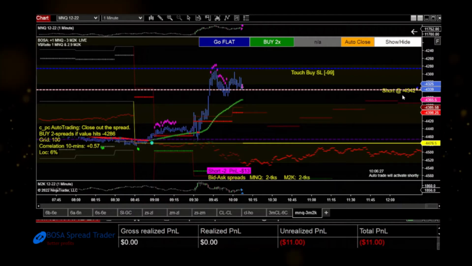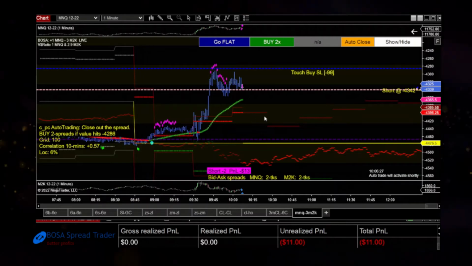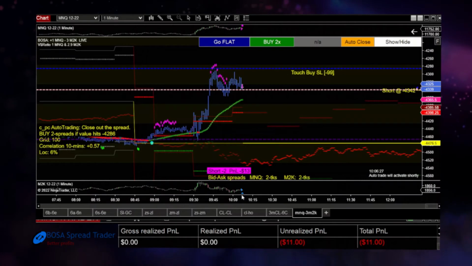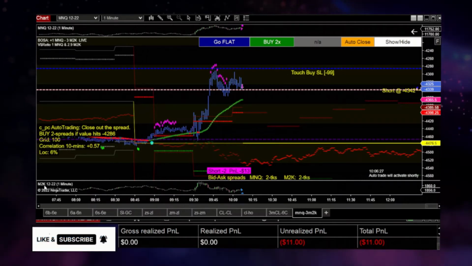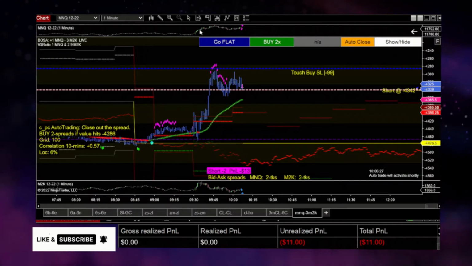We did get filled short. We're short 2 spreads. Now 2 spreads is equivalent to 2 micro NASDAQs short and 6 micro Russells long. And these are pretty small contracts. They're micros. So shorting 2 of these is 2 micro NASDAQ short and 6 micro Russells long, and that's what we did here. You see that the long entry signal came in on the micro Russells, and the short flag here came in on the micro NASDAQs.